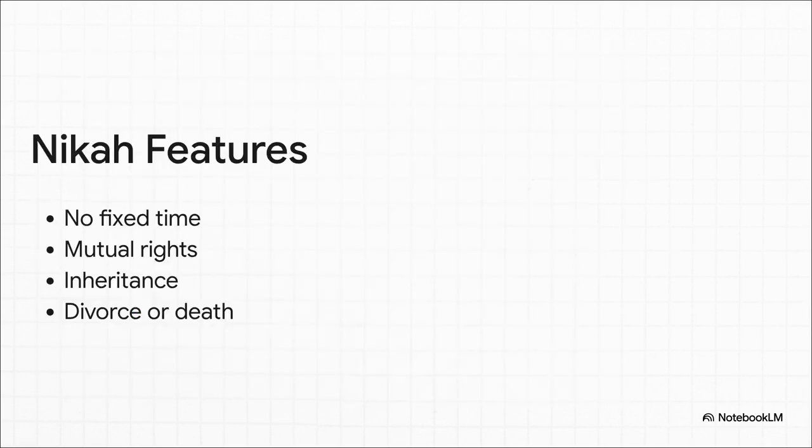Let's look at the features. No fixed duration, creates mutual rights and obligations, includes rights of inheritance, and it's dissolved only by divorce or death. When you write this, you need to dissect how these permanent legal mechanisms drastically differ from the Muta marriage. Here, the union doesn't just politely expire. It requires a formal legal act of dissolution, divorce, or, obviously, the unfortunate event of death. Furthermore, it inherently carries mutual inheritance rights, unlike the temporary arrangement we just studied.